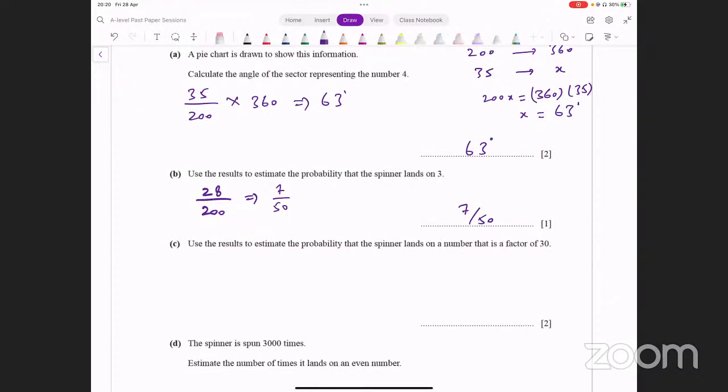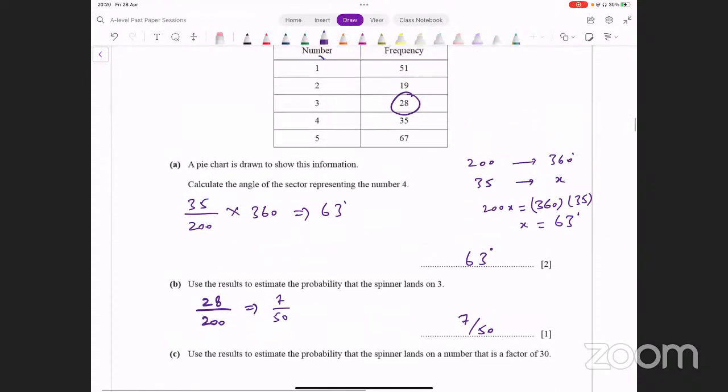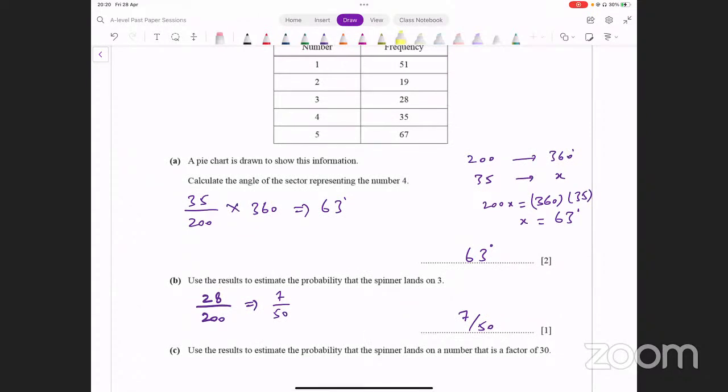Okay, let's look at part C now. It says use the results to estimate the probability that the spinner lands on a number that is a factor of 30. Okay, now that's interesting. Factor of 30. You have these 5 numbers. इनमें से कौन से 30 के factors हैं? 1 is a factor, 2 is a factor, 3 is a factor, 4 is not a factor, right? 30 does not divide 4. 5 is also a factor. 4 के अलावा बाकी सारे factors हैं. ठीक है? So what's the probability of the spinner landing on a number that is a factor of 30?